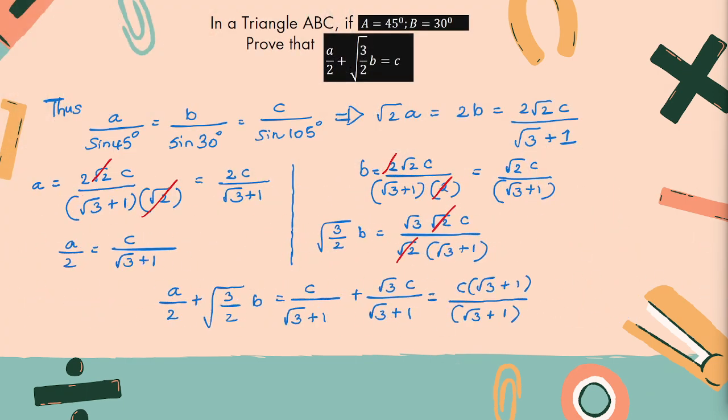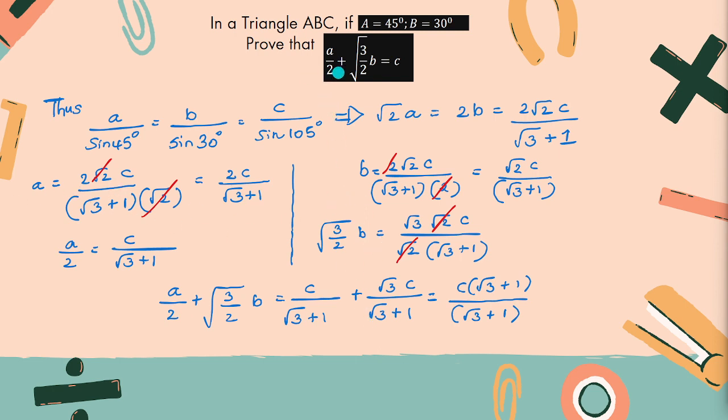What I mean by this is, when you move this 2 down over here, a is equal to 2 root 2 c over root 2 times root 3 plus 1. A is equal to this, basically, because this is equal to this, and you just move the root 2 down to the denominator. So when you simplify this expression and cancel out the root 2's, you get 2c over root 3 plus 1, and that's what a equals in terms of c.